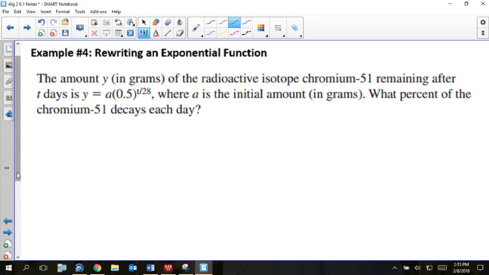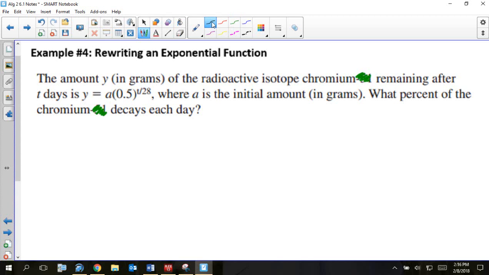Okay, Example 4. This is the challenging one. So let's get our focus on the challenging one. The amount of grams of the radioactive isotope chromium-51 remaining after t days is given by an equation. First thing I want you to know is that the 51 in chromium-51 has nothing to do with the problem. That is just the name of this isotope. Ignore the 51. Don't plug it in anywhere.